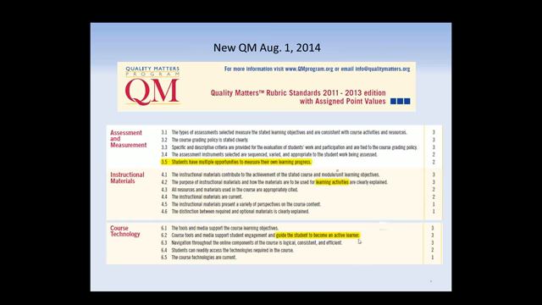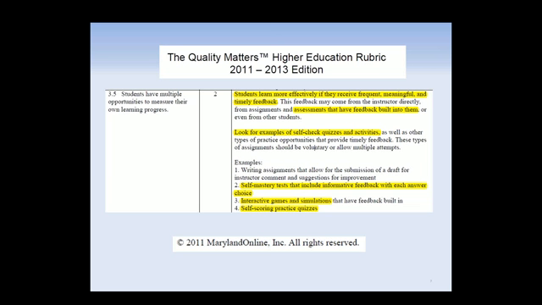Now this is the annotated rubric of the older version. The newer version is very similar. I did get a chance to look at that. But this is that standard 3.5. Here are the things I want you to look at. As we do reviews, we look for examples of self-check quizzes and activities. So as we look at the lessons that the instructors are putting together, is there a chance for students to self-check and so on? We look for those kinds of activities in there.